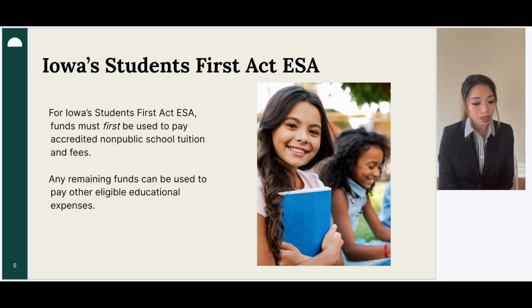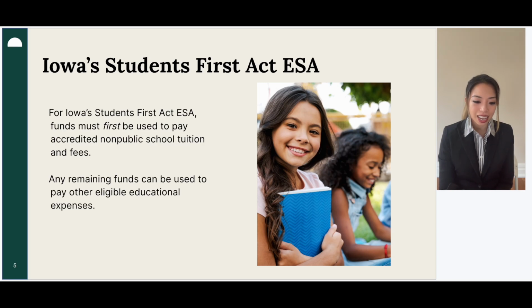For the Iowa's Students First Act ESA, funds must first be used to pay accredited non-public school tuition and fees. Any remaining funds can then be used to pay for other eligible educational expenses. I'll repeat that because it is an important part of the Iowa's Students First Act ESA. All funds must first be used to pay for accredited non-public school tuition and fees. Only after that has happened can any remaining funds then be used to pay for other eligible educational expenses. And we'll take a look at what are eligible and ineligible education expenses towards the end of this presentation.